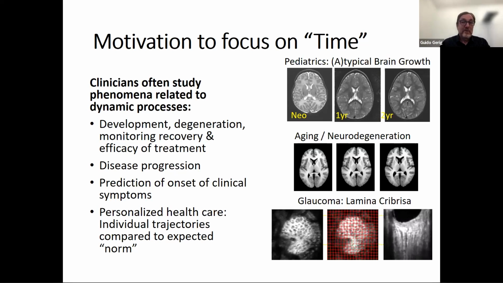So we moved to longitudinal studies. Fortunately, in our lab, we had the chance to work with different groups all over the US who had large-scale longitudinal studies. Development, degeneration, disease progression, everything has to work longitudinally. Even pediatrics, aging, even glaucoma. We now started two new projects where we study deformation of the lamina cribrosa of the human eye due to pressure, or even AMD, age-related macular degeneration. It's all about follow-up too, because you have to scan patients multiple times and see the progression of the disease to better understand it.